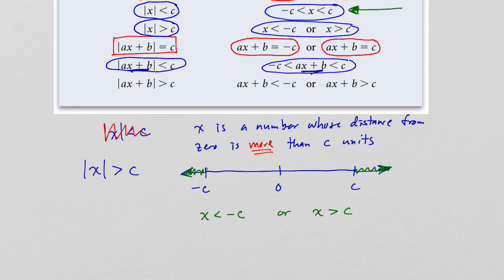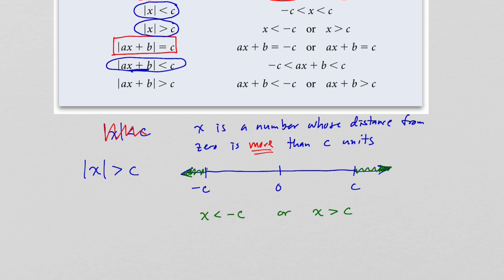But notice that when it was less than, so I'm looking up here now, we could write that solution in one single statement. We wrote our solution like this. But when it's greater than, you have to do two separate inequalities with the word or in between. And that's because there's two sets of numbers that don't touch each other. Okay, so let's go back to our problem now.